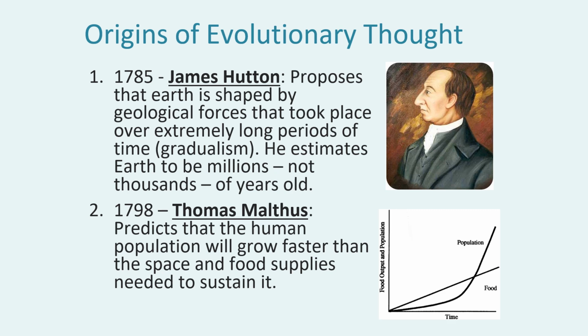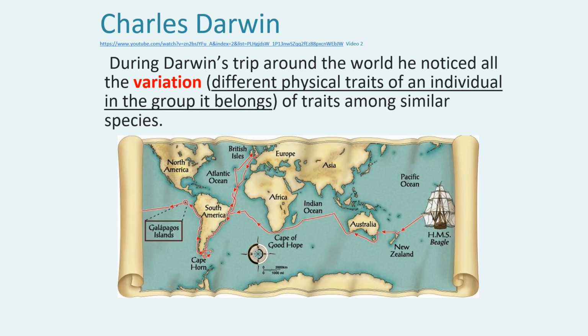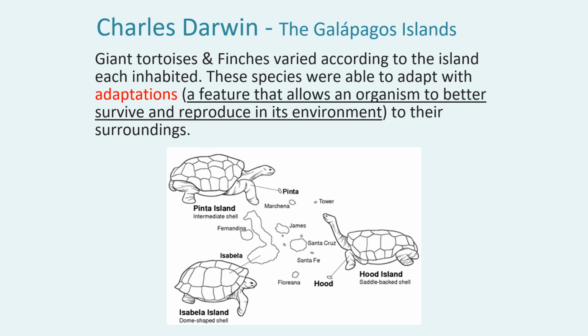Then we have Thomas Malthus, who proposed the idea that the human population will grow faster than the space and food supplies needed to sustain it. The idea that organisms must compete with one another for the amount of food and space available. So again, 2 ideas. During Darwin's trip around the world, he noticed all the variations of traits among similar species. And variation simply means different physical traits of an individual in the group it belongs to. So the giant tortoises and finches varied according to the island each inhabited. These species were able to adapt to their surroundings.